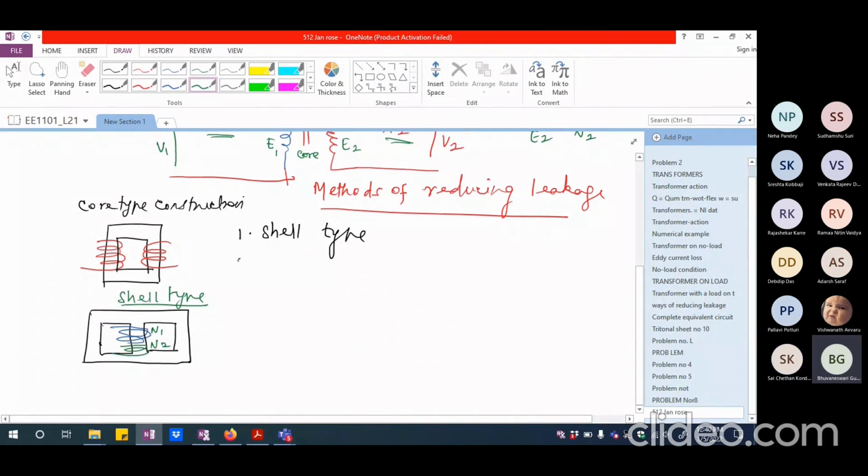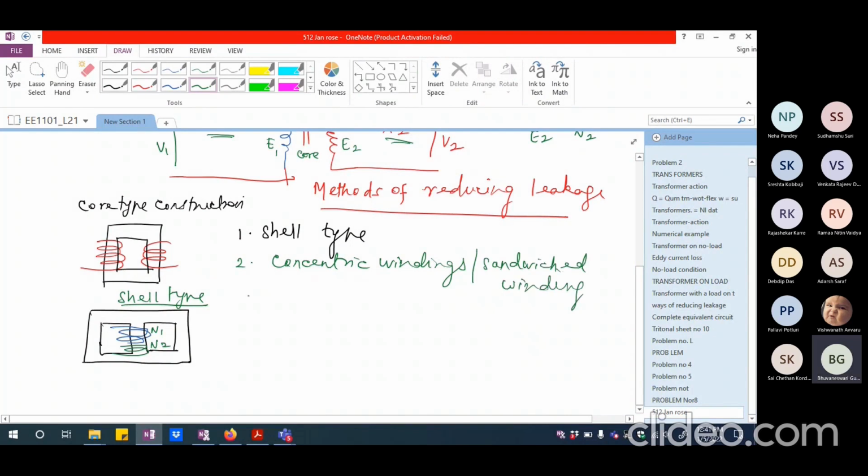The second thing we said was concentric windings, that is primary and secondary will be wound around each other. So low voltage winding will be inner side and high voltage winding will be on the outer side. So it could be concentric winding or it can be sandwiched winding.